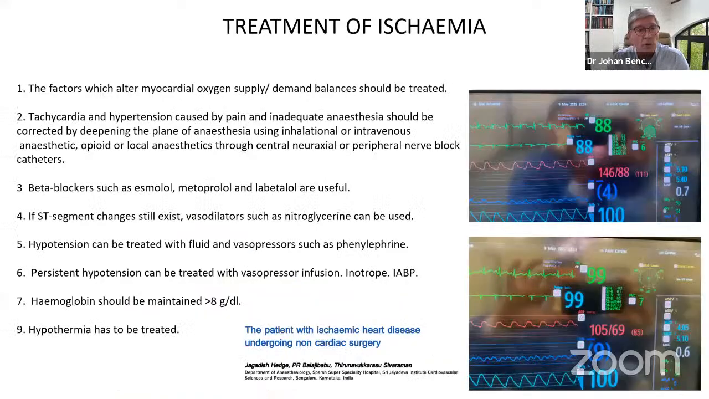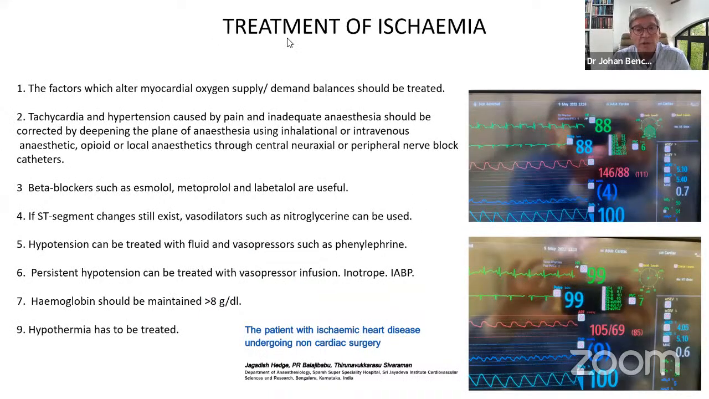Then what happens if you do get a patient and you've got to treat the ischemia? The factors which alter myocardial oxygen supply and demand balance should be treated. So you can correct your demand and your balance. So you avoid your tachycardia and your hypertension, and avoid pain or deepen your anesthesia or use your blocks.